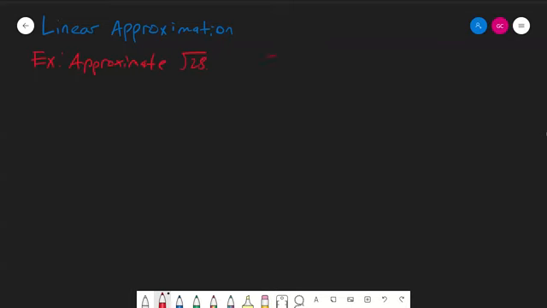Now without calculus, you might say, well, 5 squared is 25, and 6 squared is 36. So the square root of 28 should be somewhere between 5 and 6. So how can we use calculus to make an even better guess? Well, the idea is to use the tangent line to a curve. So let's take the graph of y equals the square root of x.